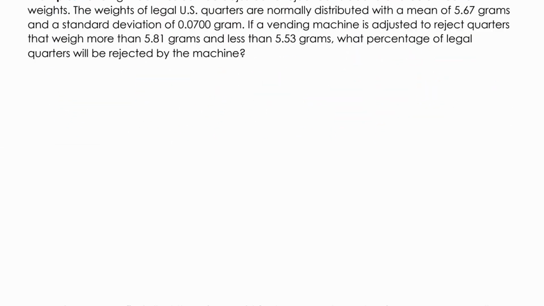Okay, in this example, it says vending machines can be adjusted to reject coins above and below certain weights. The weights of legal U.S. quarters are normally distributed. Here's our key word, so we know we're dealing with the bell-shaped curve. They are normally distributed with a mean of 5.67 grams. So there's some key information. And a standard deviation of 0.07 grams. So there's some more key information. I'm going to highlight all of those.